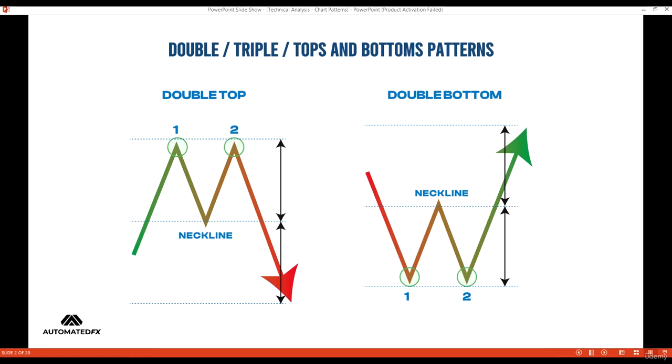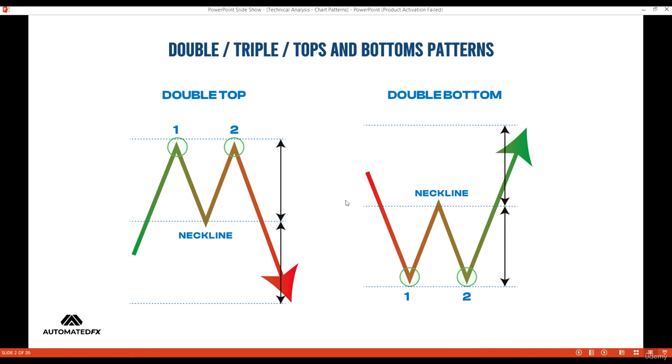In this video, we're going to be learning about the double top and double bottom chart patterns, and also the triple tops and triple bottoms chart patterns. So like I said before, these are chart patterns and they are used in technical analysis. Okay, so what's a double top?